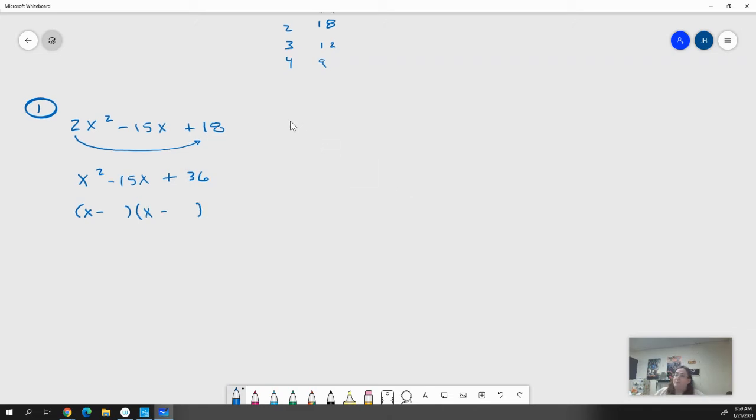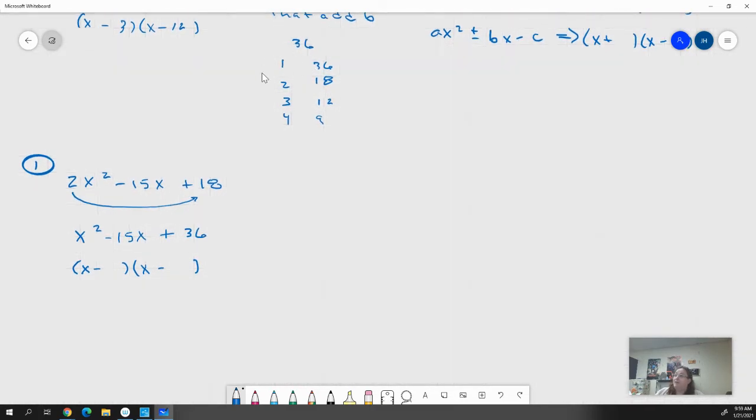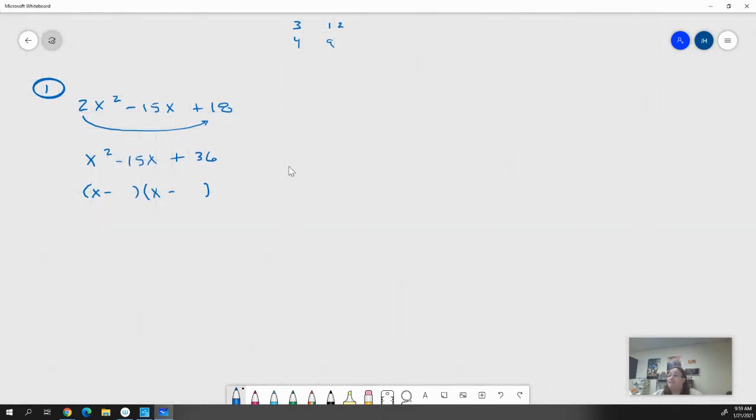Now, notice I chose the same problem that fit up here because we already know, right, here are my factors of 36. We know that 3 and 12 equal our 15. And so I'm just going to put in 3 and 12. Here's the thing, though. We multiplied this times 18. So once we've figured out those factors, we have to go in now and divide out that 2 that we multiplied by.